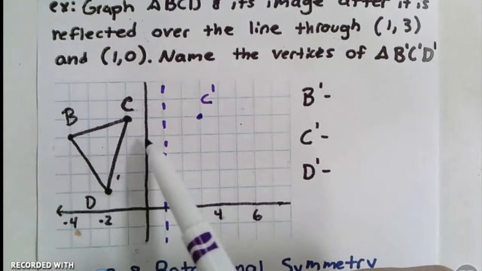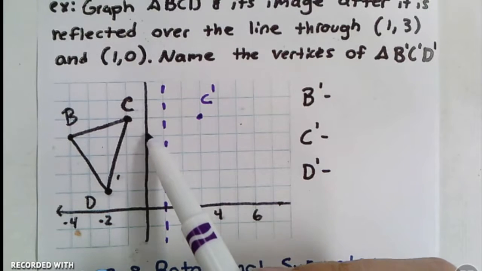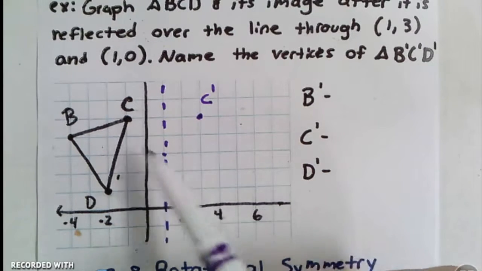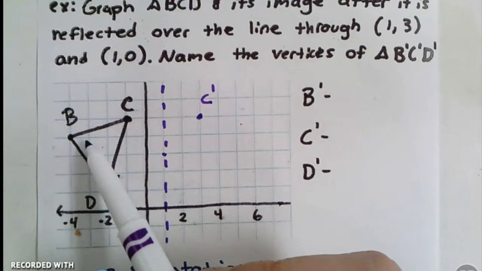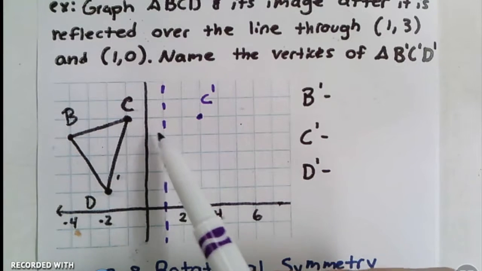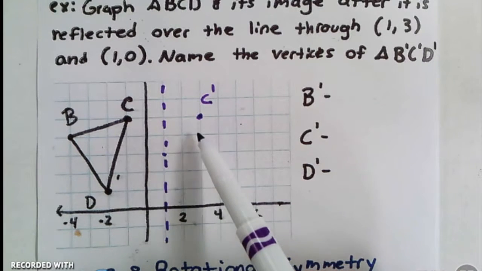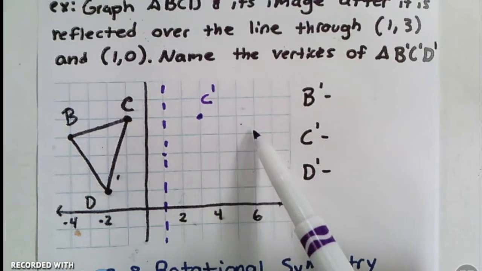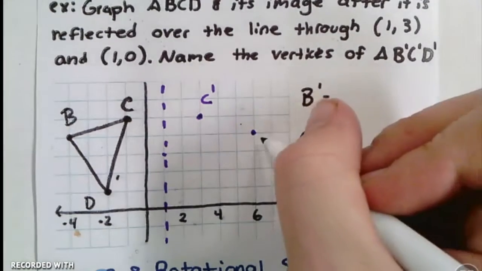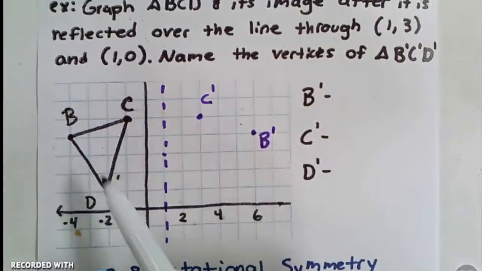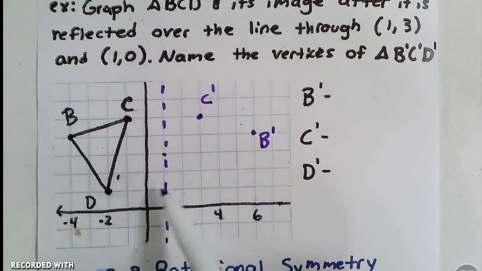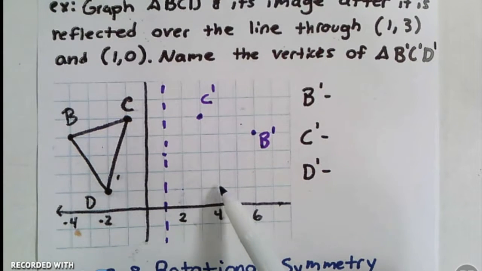And I almost made a mistake. I almost only went to the y-axis. I have to make sure I come all the way over to this line I'm reflecting from. So let's try again. 1, 2, 3, 4, 5. 1, 2, 3, 4, 5. And now I'll label that B prime. Let's do D. 1, 2, 3. 1, 2, 3.